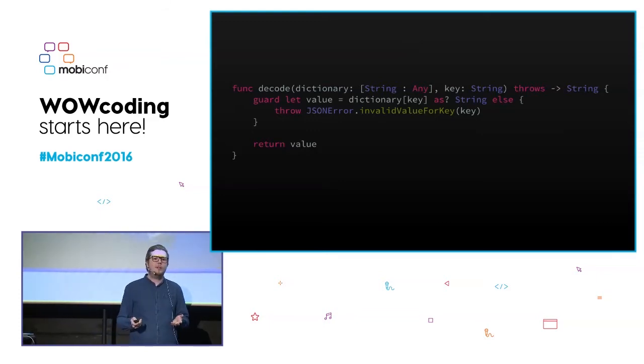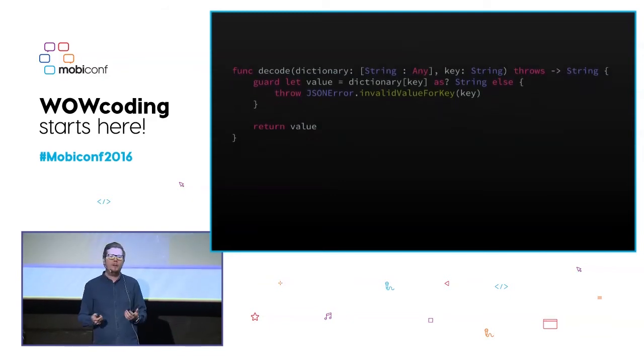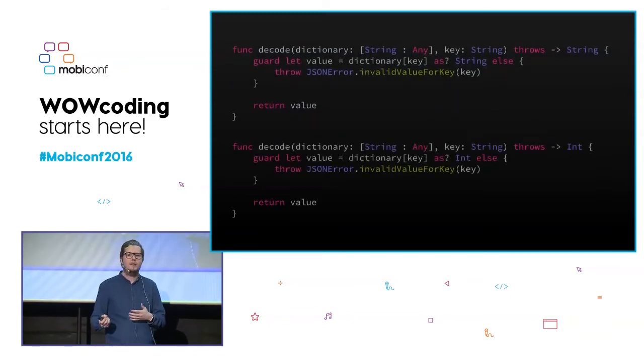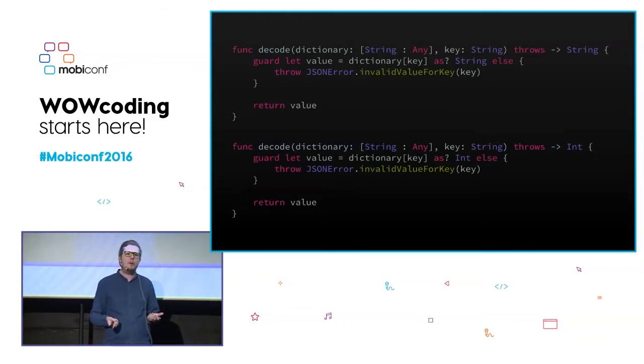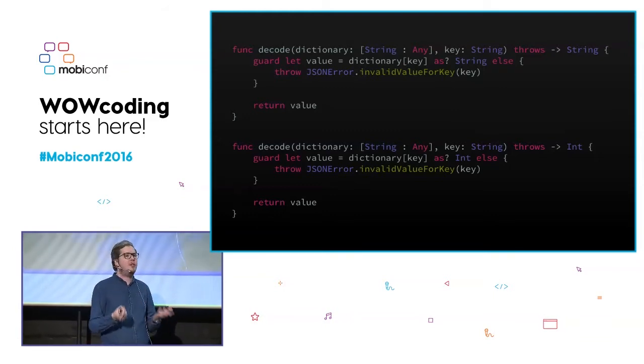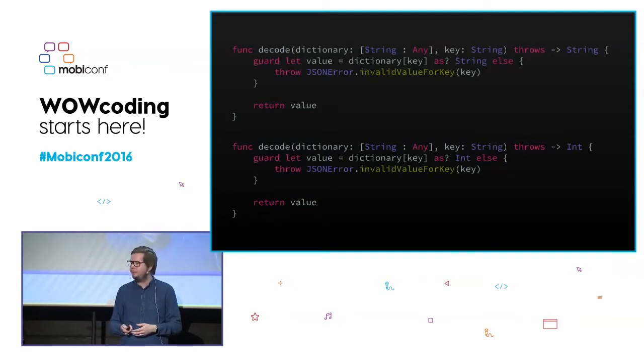So where does type inference come in? Well, I didn't just create one of these functions. I actually created a lot of them. Here is another one which returns an int. So it's the exact same function. It has the same name and the same parameters, but it just returns a different type. And it performs the type checking against that type as well. So here we're checking against an integer.